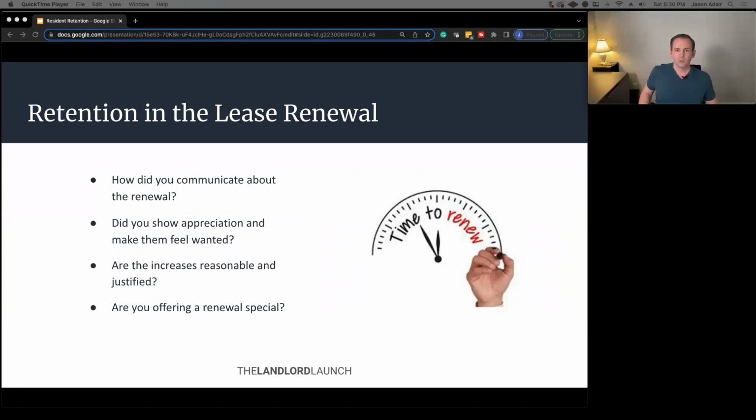Okay, so here we are at the lease renewal. So all these things are kind of built up. You've built up this relationship. You've filled up this tank of goodwill. Let's start talking about that renewal.